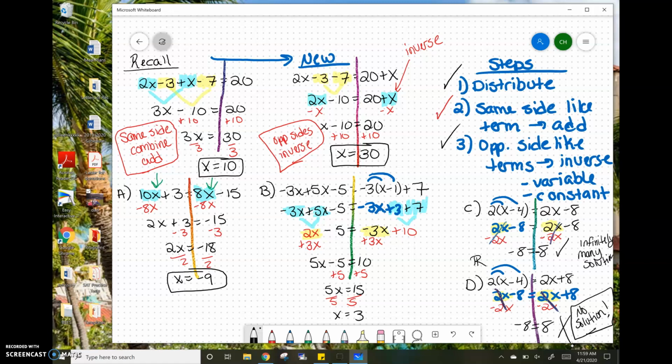So sometimes there are infinitely many solutions, and sometimes there are no solutions. Usually, though, there's just one solution, like this one, x equals 3. Just one solution. All right, so those are the types of problems that will be on your check-in.